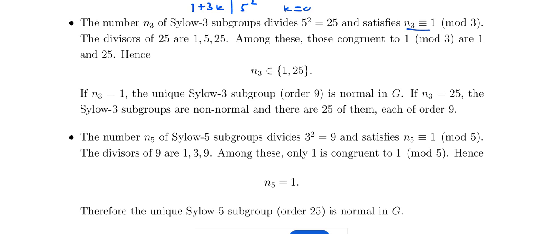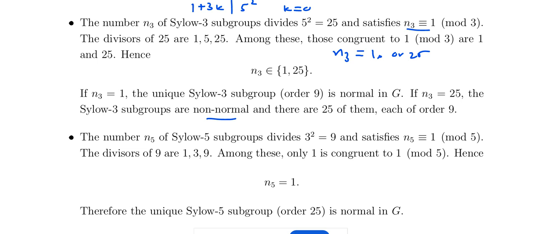And n3 equal to 8 would satisfy this: 8 times 3 is 24, plus 1 is 25, so 8 satisfies it. So n3 is congruent to 1 or 25. Okay, so if you take n3 equal to 25, the 3-Sylow subgroups are non-normal, that is, not normal. So this is not simple; there are 25 of them, each of order 9.